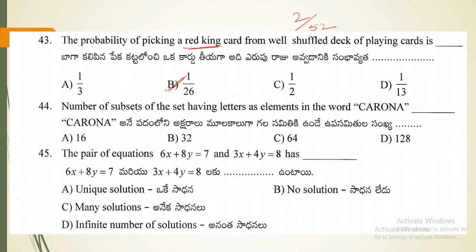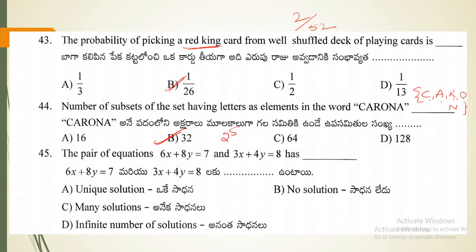Number of subsets of the letters of the word CORONA. If we take this as a set, how many elements are there? C, A, R, O, N. Again A we should not write. So totally how many elements are there? 1, 2, 3, 4, 5. Since 5 are there, what is the formula? 2 power 5. So 2 power 5 is nothing but 32.